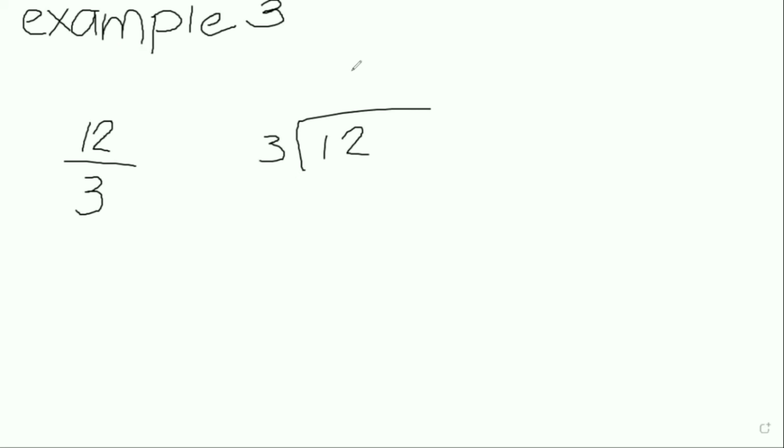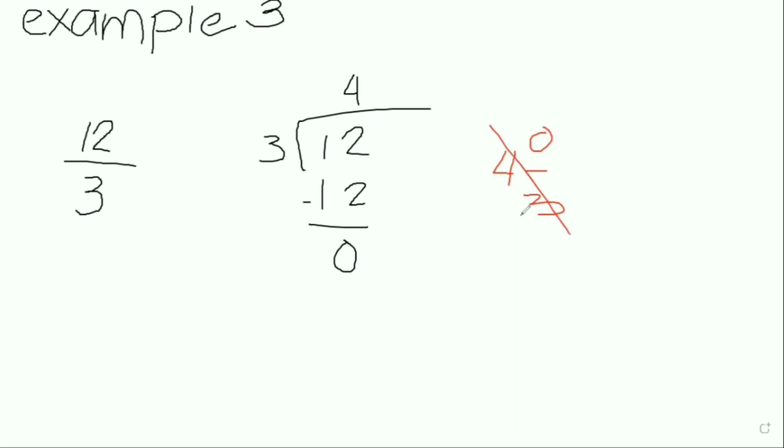12 divided by 3 equals 4. And then 4 times 3 equals 12. 12 minus 12 equals 0. So what do you think will be our answer? Is it 4 0/3?